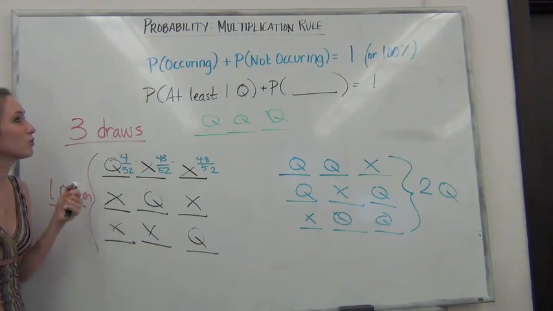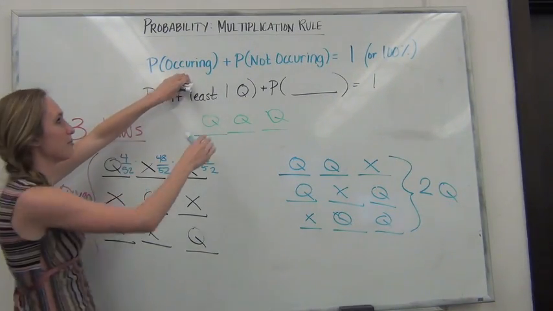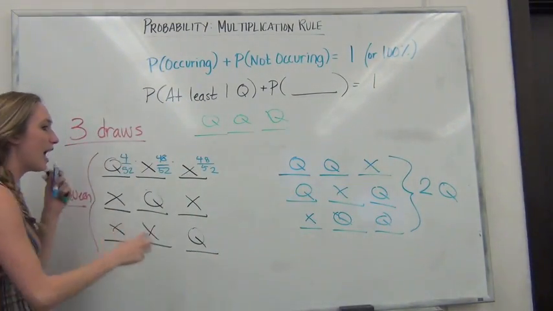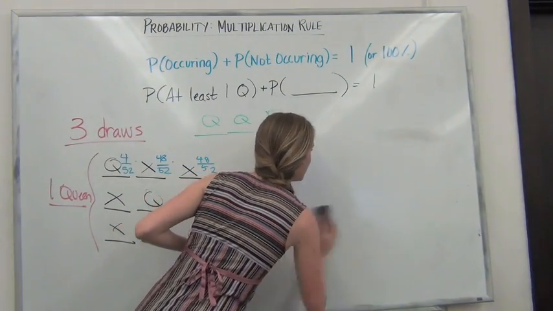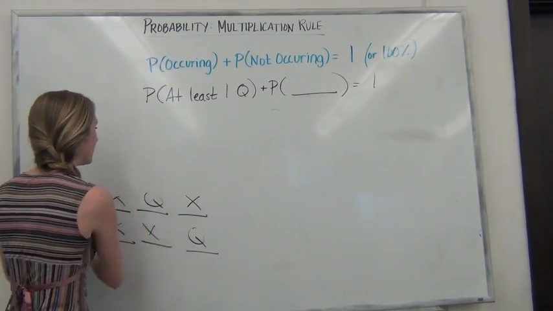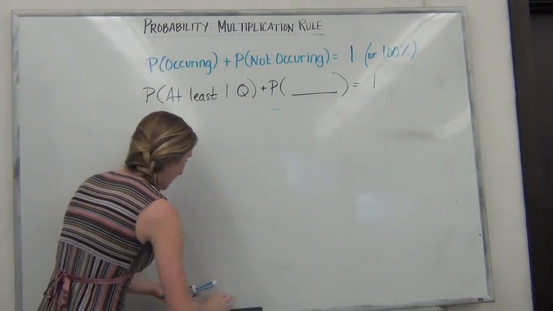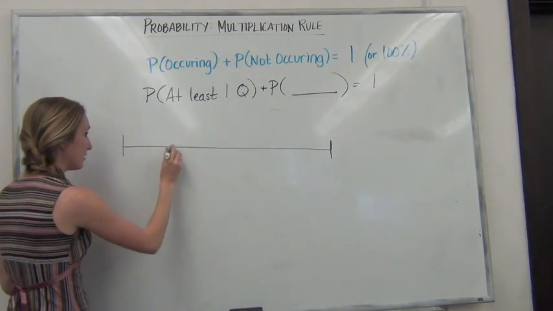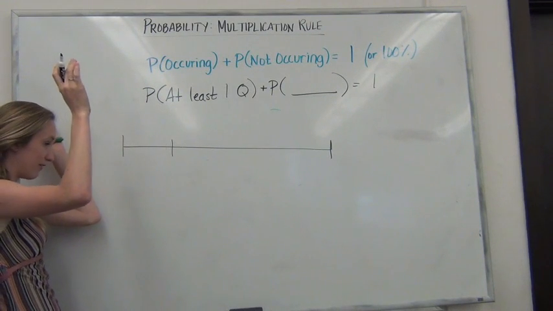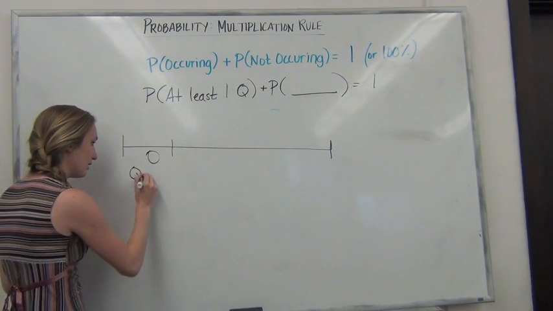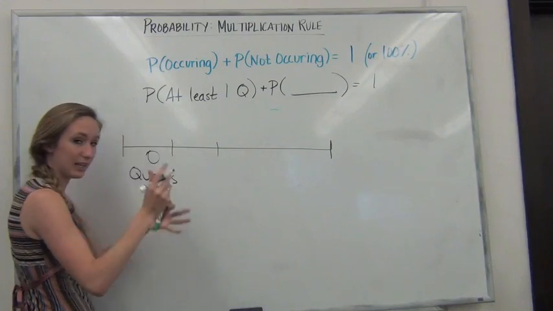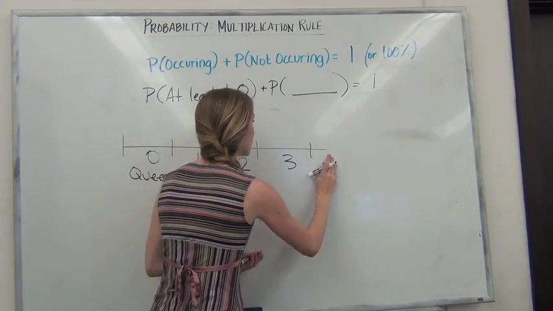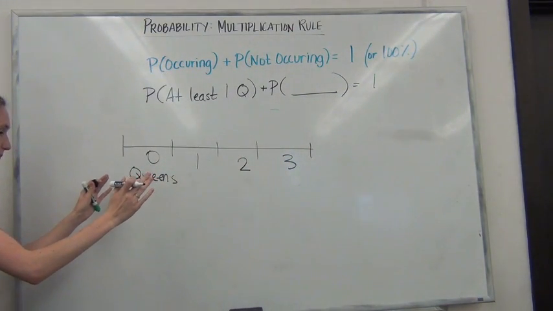But let's remember this rule of complements, that 2 things must complement each other to cover the whole spread. What could possibly complement at least 1? Let's think about this graphically. Let's try and draw an image. If we did 3 draws, what are the options? I could have no luck and get 0 queens, or I could get lucky once and get 1 queen, I could get 2 queens, or I could get 3 queens, right? That covers the whole spread.